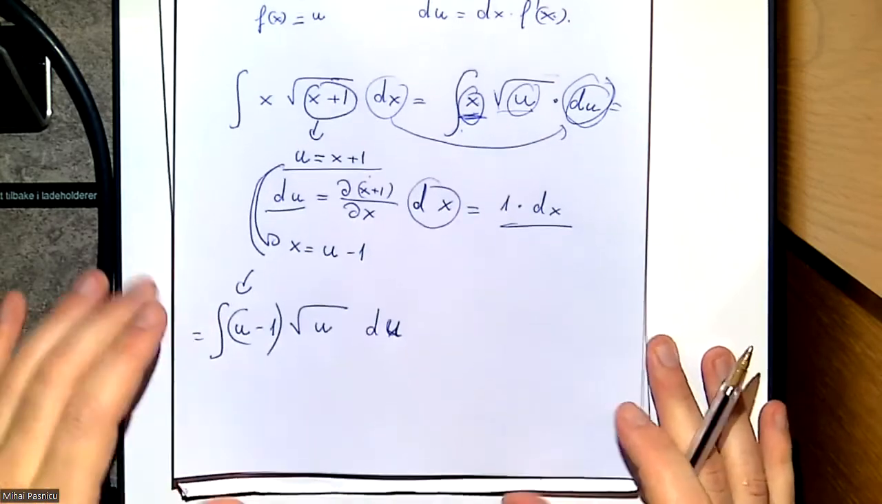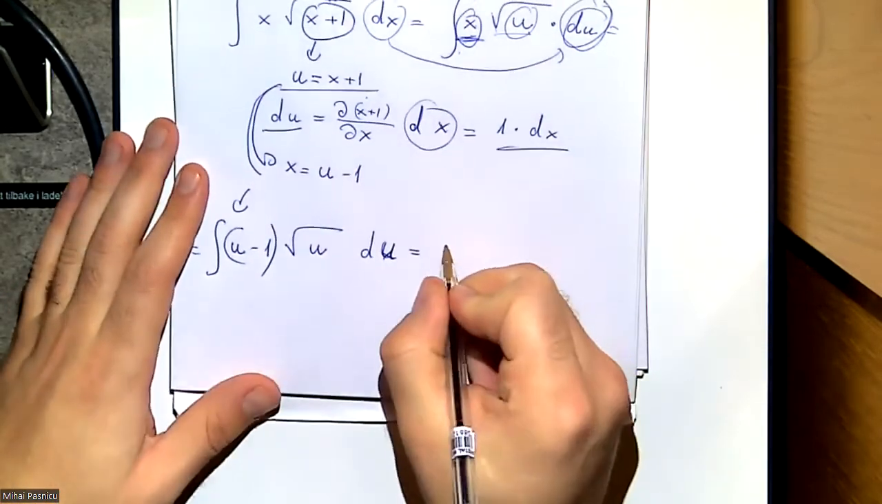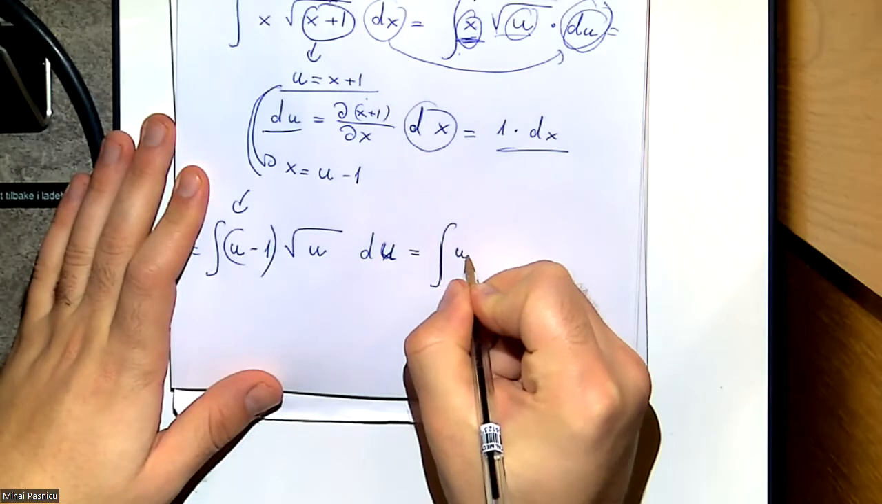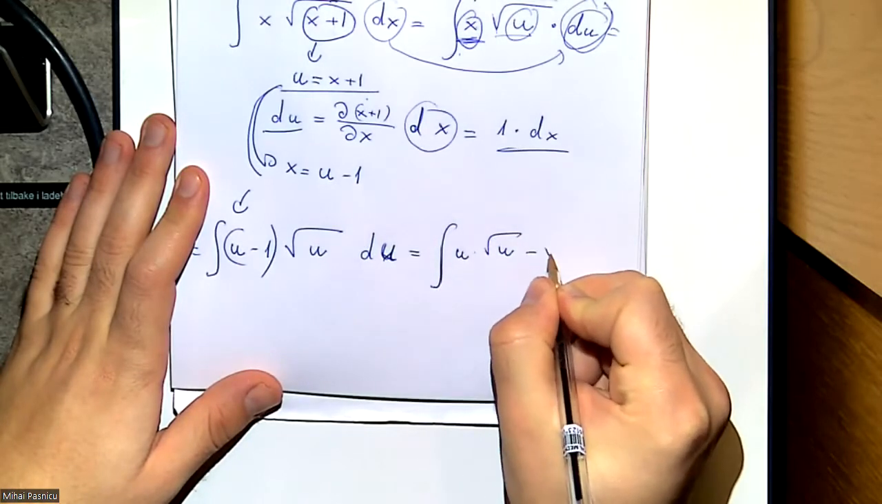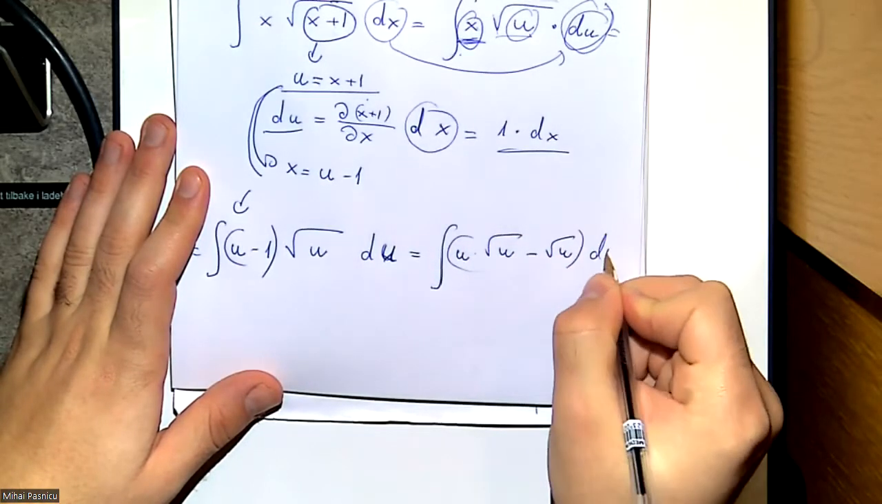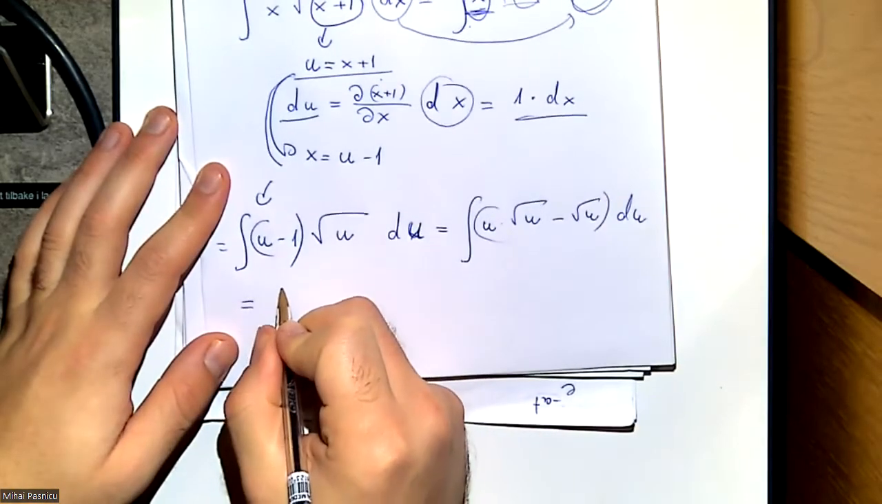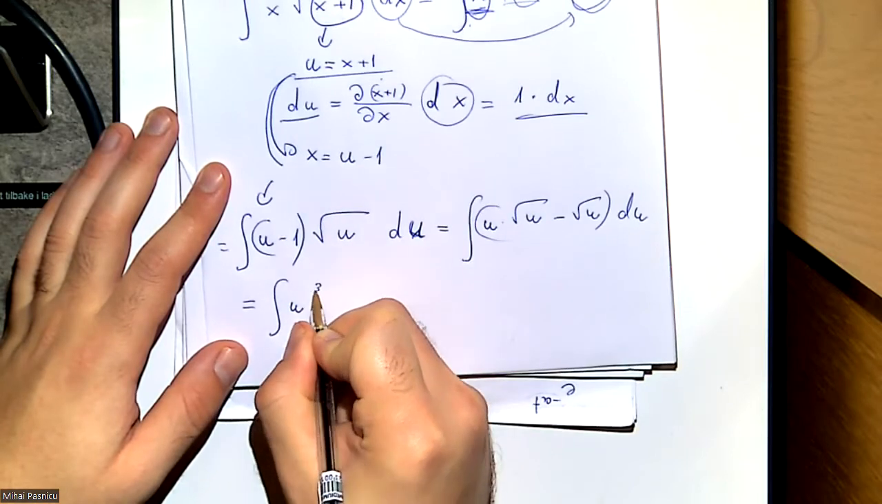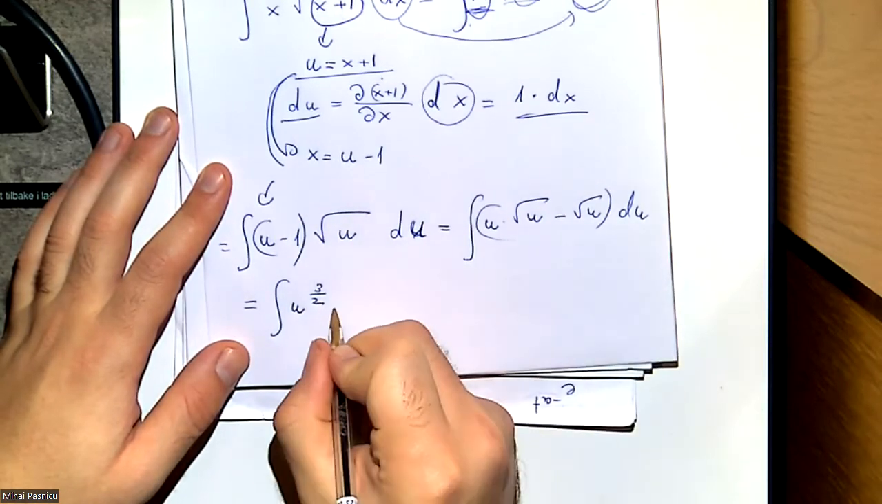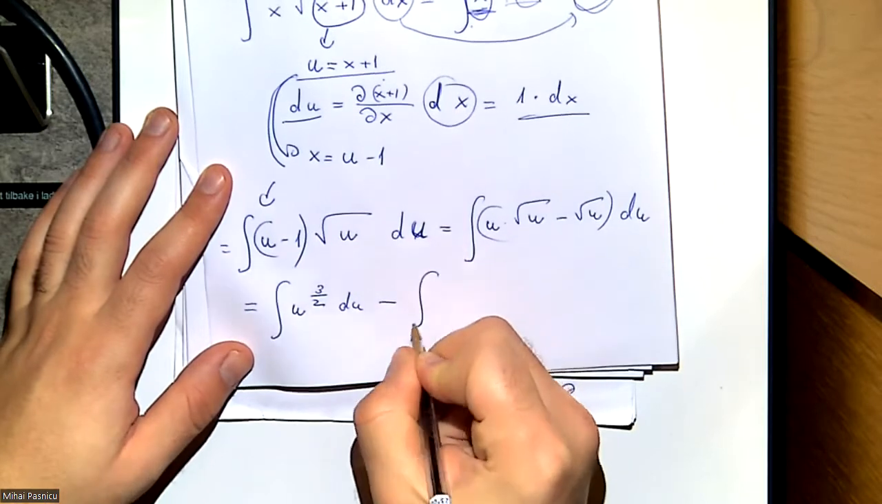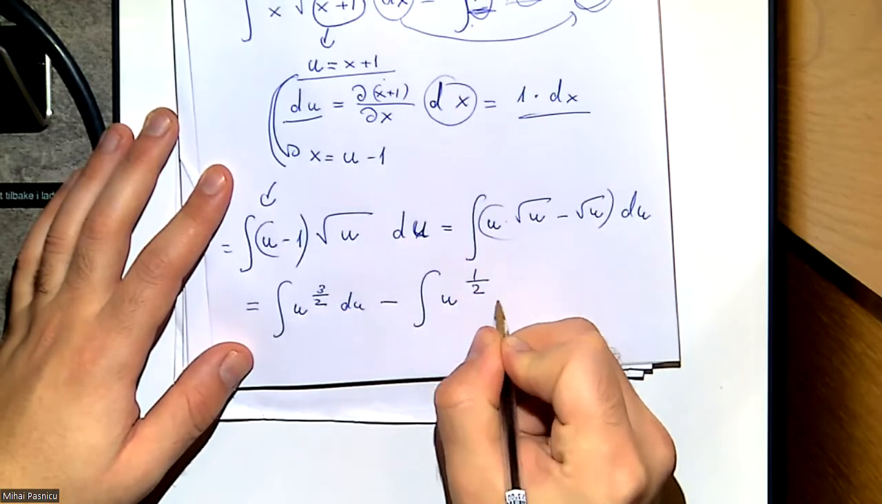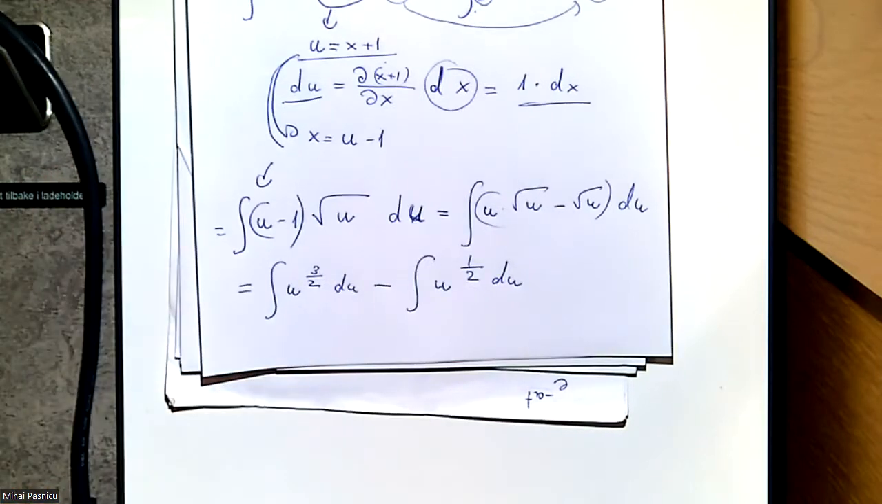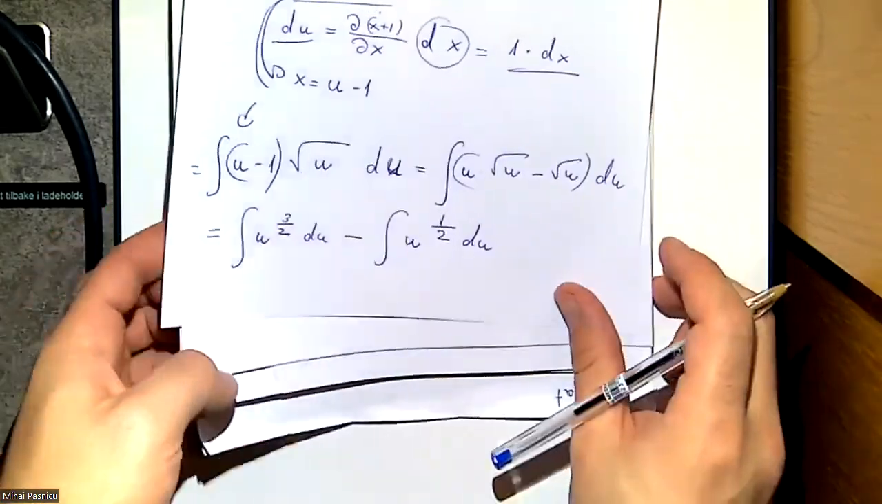Well, if I just open the parentheses, I get integral of u times square root of u minus square root of u du, which is equal to, I can just split it, integral of u to the power of 3/2 du minus integral of u to the power of 1/2 du. And this is much, much better because you can use the formula for powers. So this is just following on the next page.